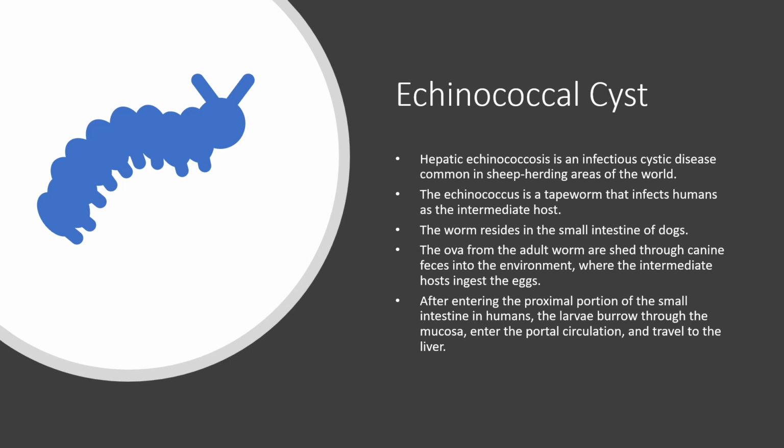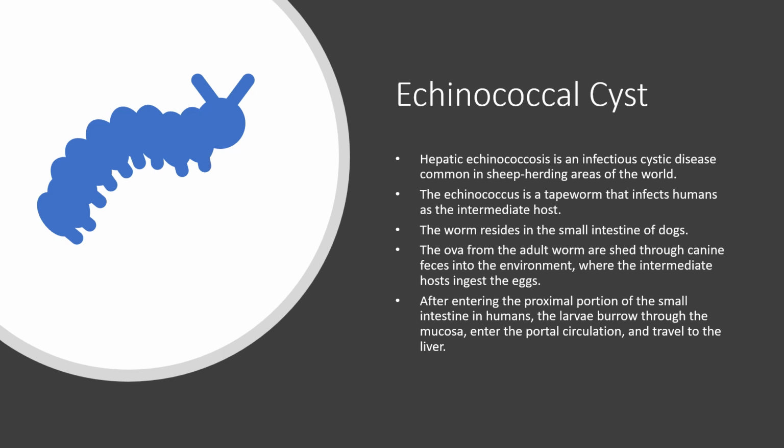Okay, echinococcal cysts. These are an infectious disease common in sheep herding areas of the world. The echinococcus is a tapeworm, and it infects humans as the intermediate host. It resides in the small intestine of dogs, and it gets through the canine feces into the environment.